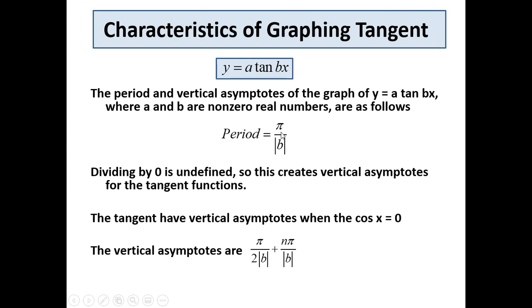Now, the period for tangent is pi divided by the absolute value of b. So for sine and cosine, it was 2 pi. But for tangent, it repeats itself after every pi. So the vertical asymptotes, this is kind of a tricky way of saying, are at pi over 2 times b plus any number of pi over b after that.